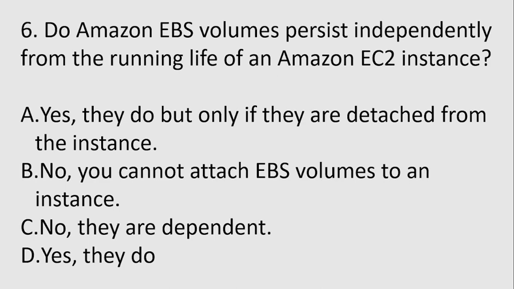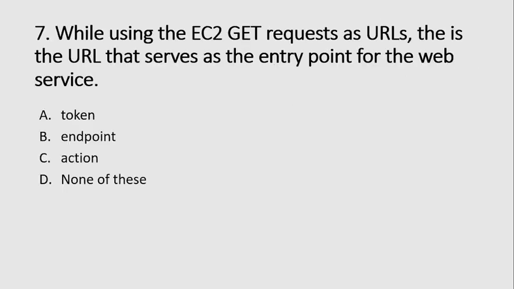While using EC2 GET requests as URLs, the blank is the URL that serves as the entry point of the web service. There are four options. One is token, endpoint, action, none of these. Answer is B. That is, the endpoint is the URL that serves as the entry point for the web service.